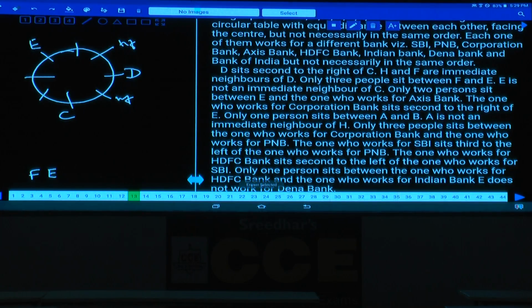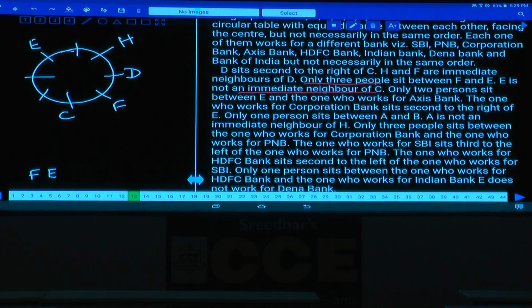If E is here and E and F are opposite to each other, then F will be here, isn't it? F will be at this place. If F is here, then who is the other person here? This D is in between H and F, H will be at this place. Done with this? And E is an immediate neighbor of C. Only 3 people sit between E and F.